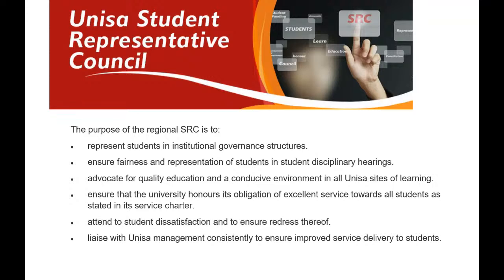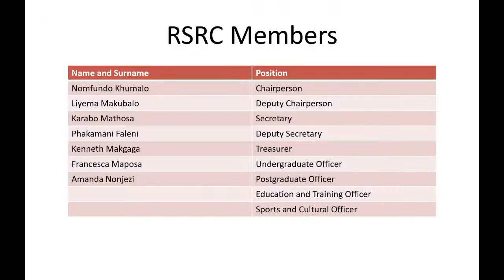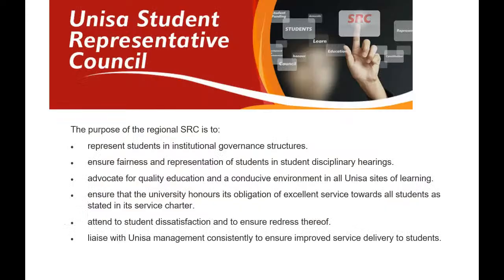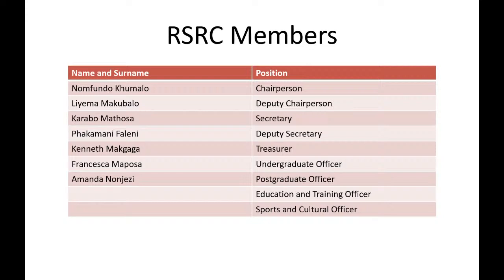So those 3 structures are the UNISA Law Students Association, the EFF Students Command, and SASCO. So in our region, these are the SRC members. We have Nomfundo Kumalo, he's the chairperson of the SRC. And then it's myself, Liema Makubalo, who's the deputy chairperson of the SRC. We have Karabo Matos, who's our secretary and administrative head of the regional SRC. And we have Pagamani Faleni, who's the deputy secretary.